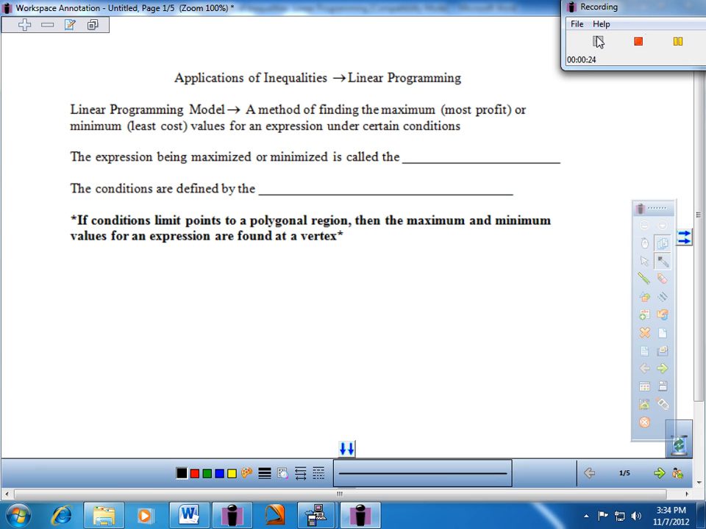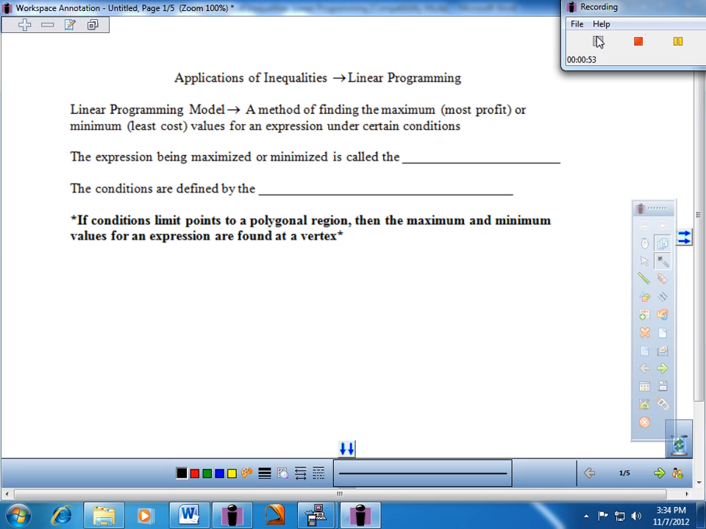So let's talk briefly about just what a linear programming model is, fill in a couple blanks, and talk about the math that will be applied here, and then we're going to dive right in. So the linear programming model is a method of finding either the maximum, typically you see this in economic terms, so we'll maximize profit, or minimum, so again in economic terms, this would be to minimize the cost. So either finding the max or min values for an expression under certain conditions.